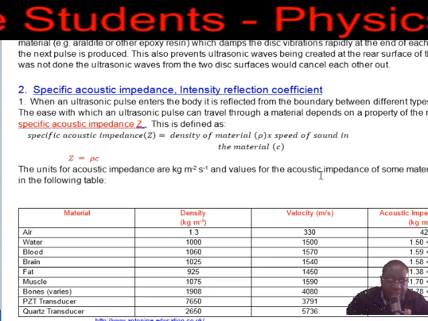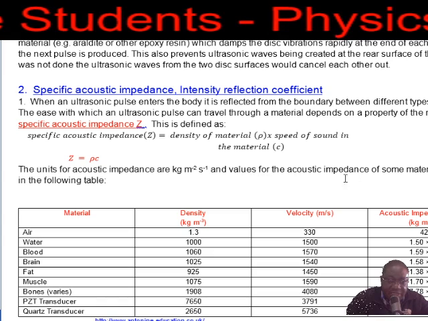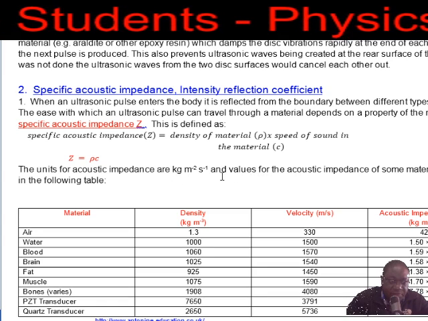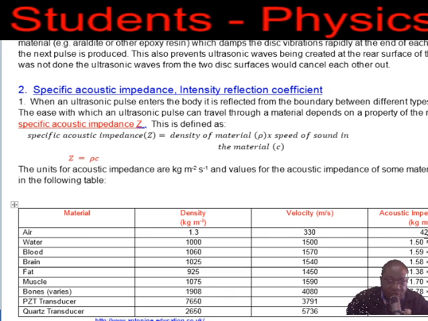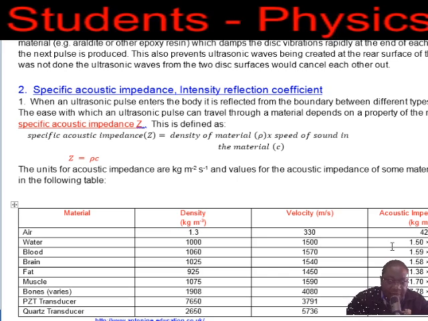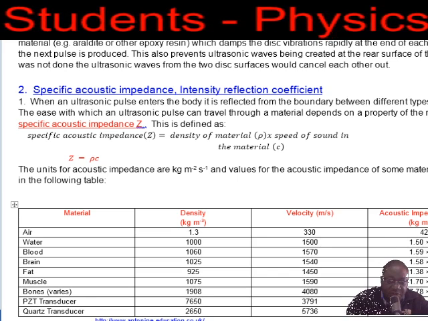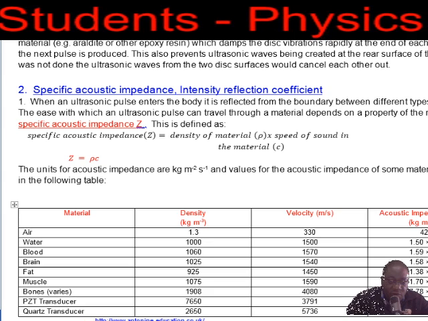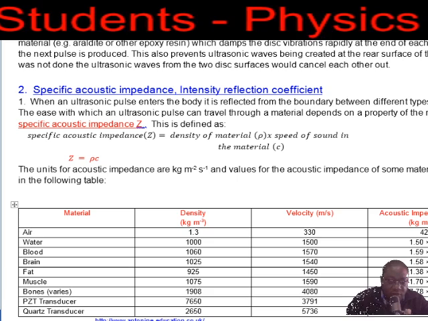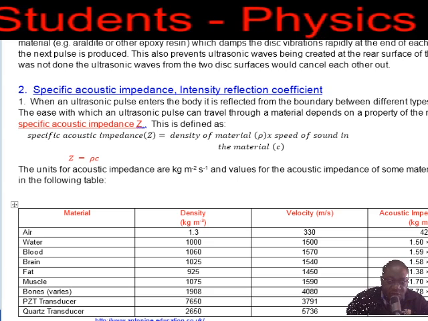And values for the acoustic impedance of some materials are given in the following table. So the acoustic impedance of air is about 429. Of water is 1.5 times 10 to the power of 6. Blood 1.59 times 10 to the power of 6. All the way down to quartz, which is 15.2 times 10 to the power of 6.